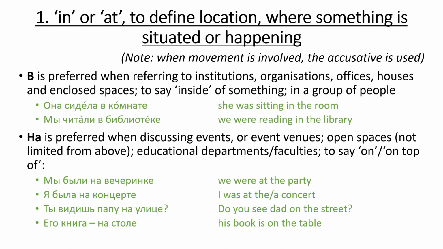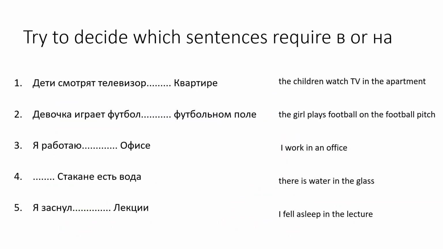Now that you know some of the general rules guiding whether to use v or na, see if you can guess here which nouns take which prepositions. Let's have a look at this first sentence. Дети смотрят телевизор. Because квартира is an enclosed space, it's going to take v. В квартире. And it's pronounced more like F here. Дети смотрят телевизор в квартире.